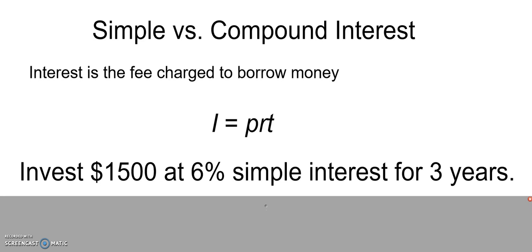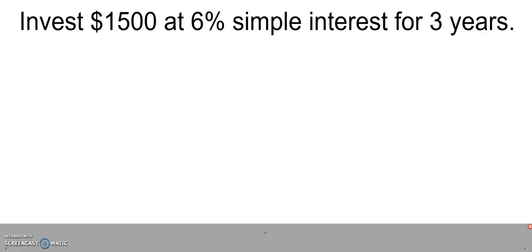So we're going to start with an example. Our example is going to be, you invest $1,500 at 6% simple interest for a period of 3 years. So to start, let's first identify the principal. We said the principal is going to be the amount of money you invest. So in this example, our principal is going to be $1,500.